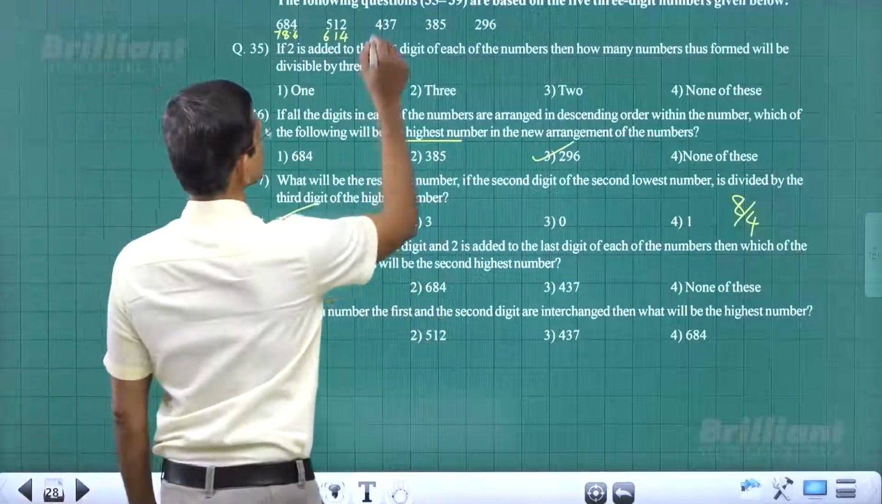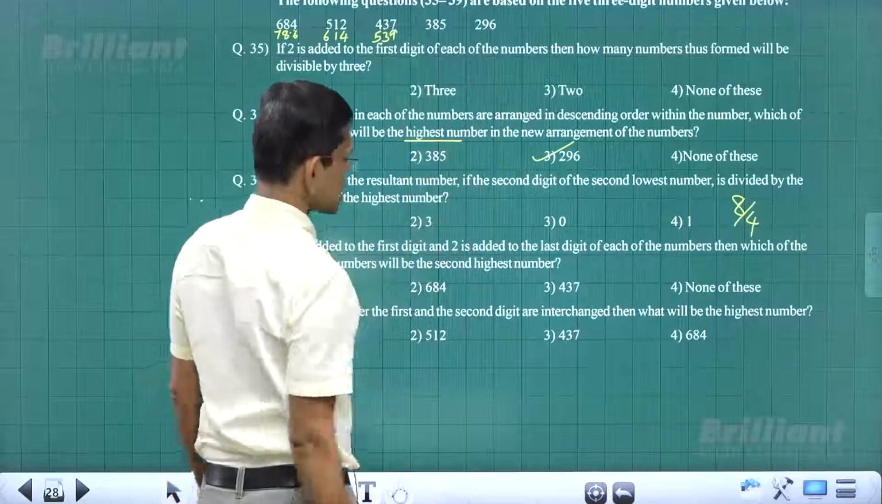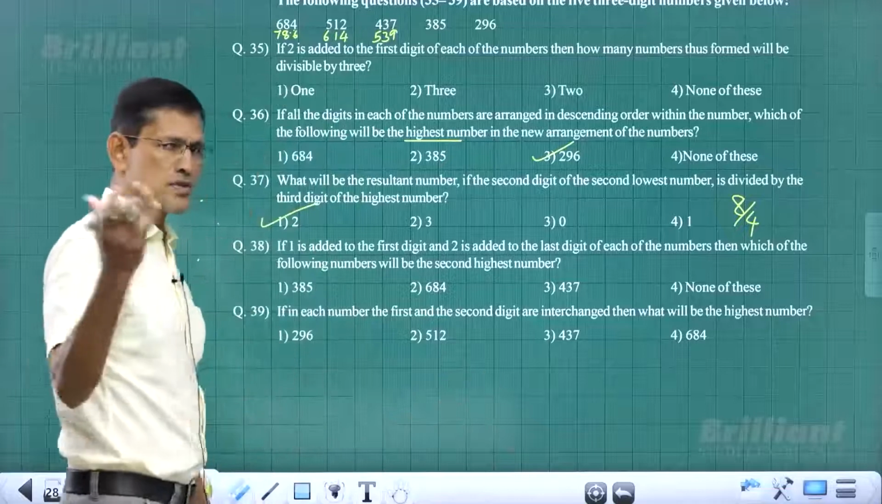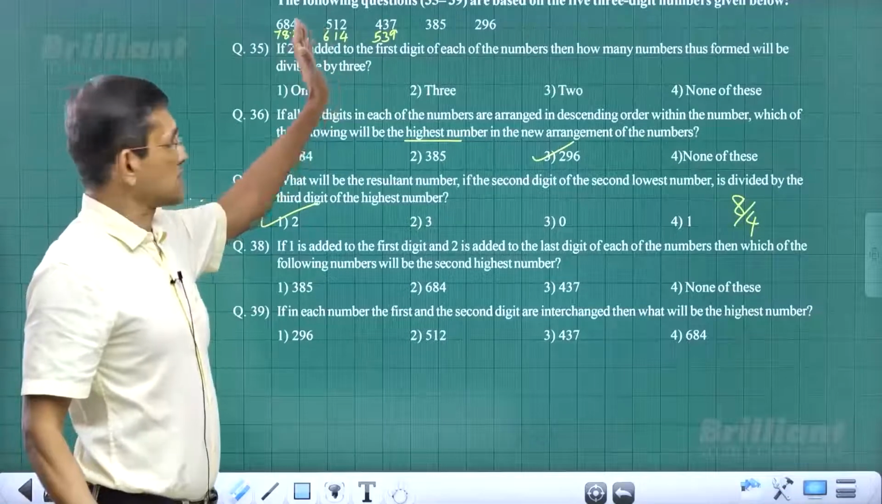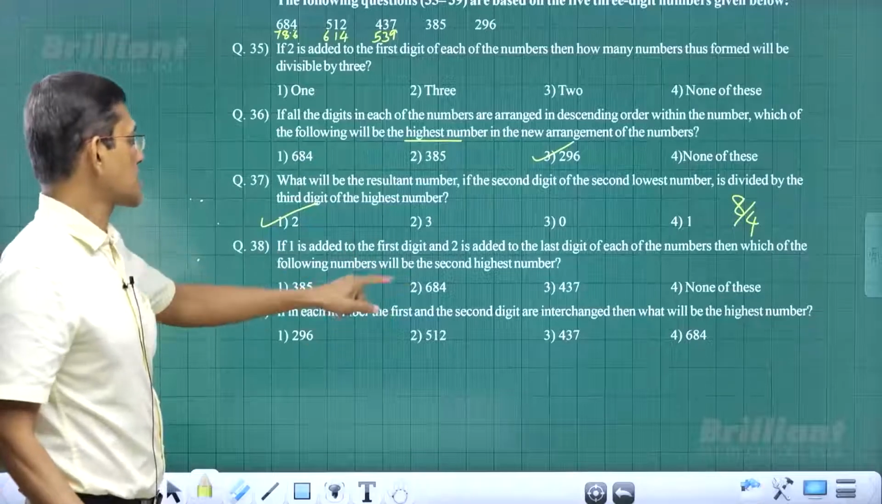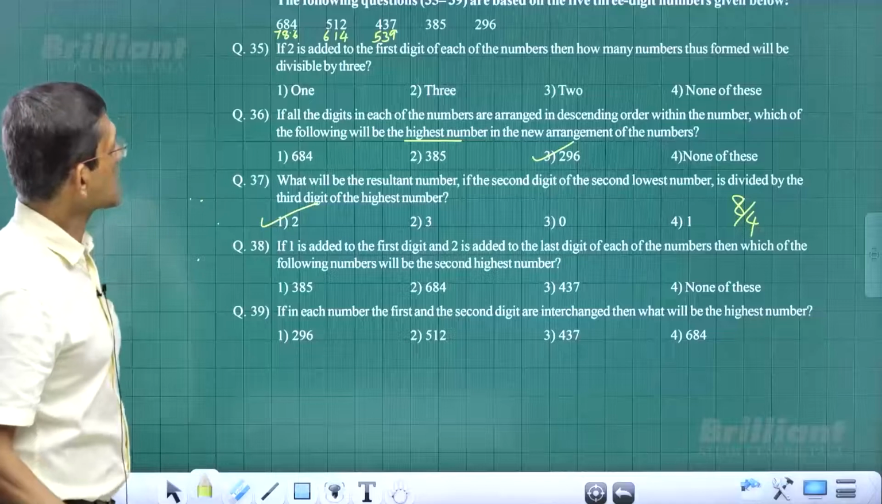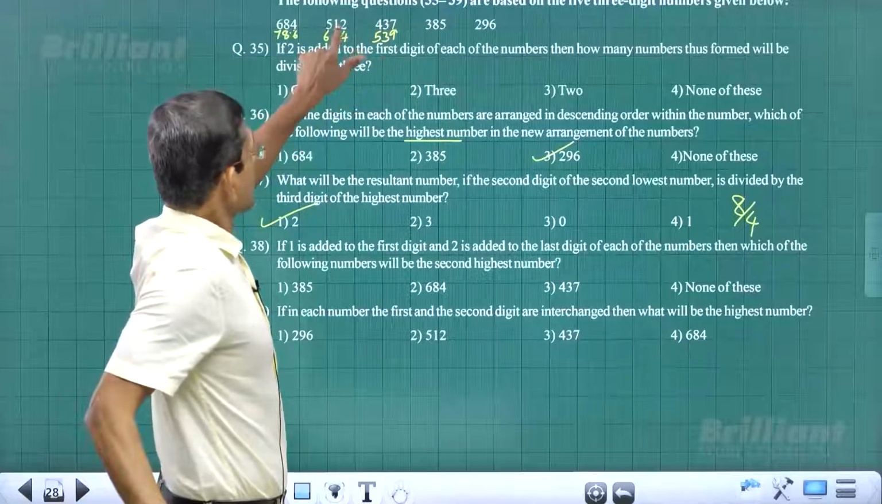If that is the case, there is no need to do all this time-consuming work. Rather, just look at the question: which is going to be the second highest number? Which is the second highest number in the normal case? The second highest number in the normal case is 512.